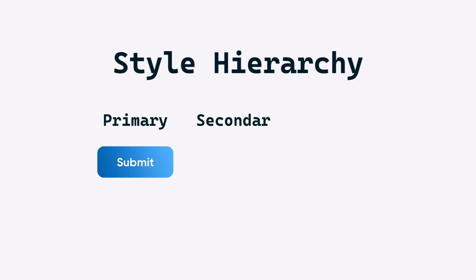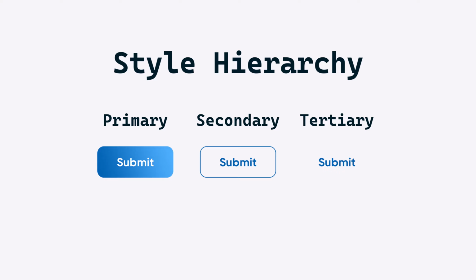Secondary buttons are less important than primary buttons. They are typically used for secondary actions or for actions that are less likely to be taken by the user. Tertiary buttons are the least important buttons on a page. They are typically used for minor actions or for actions that are rarely taken by the user.